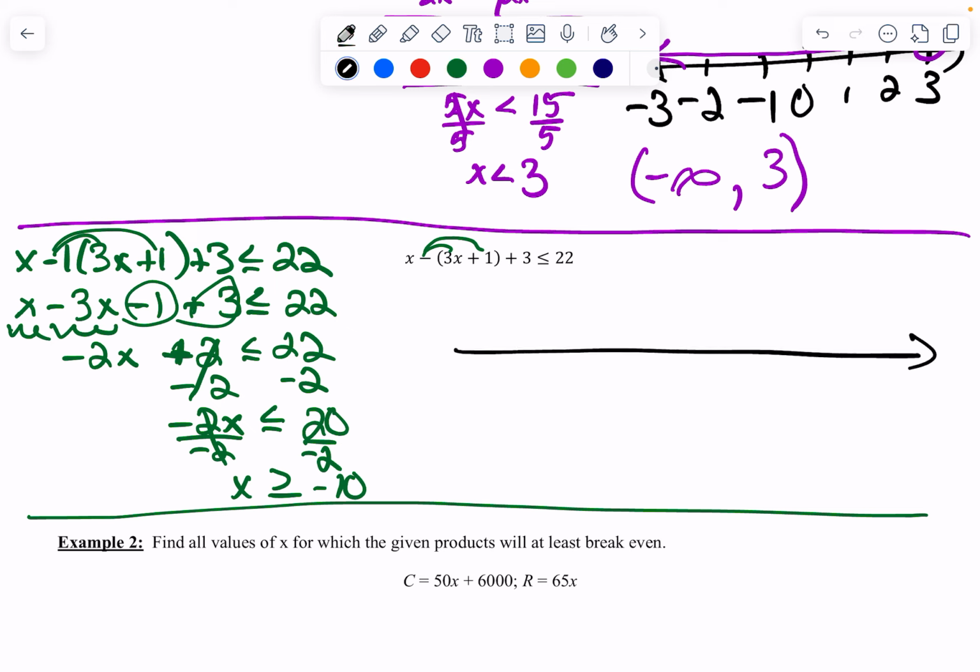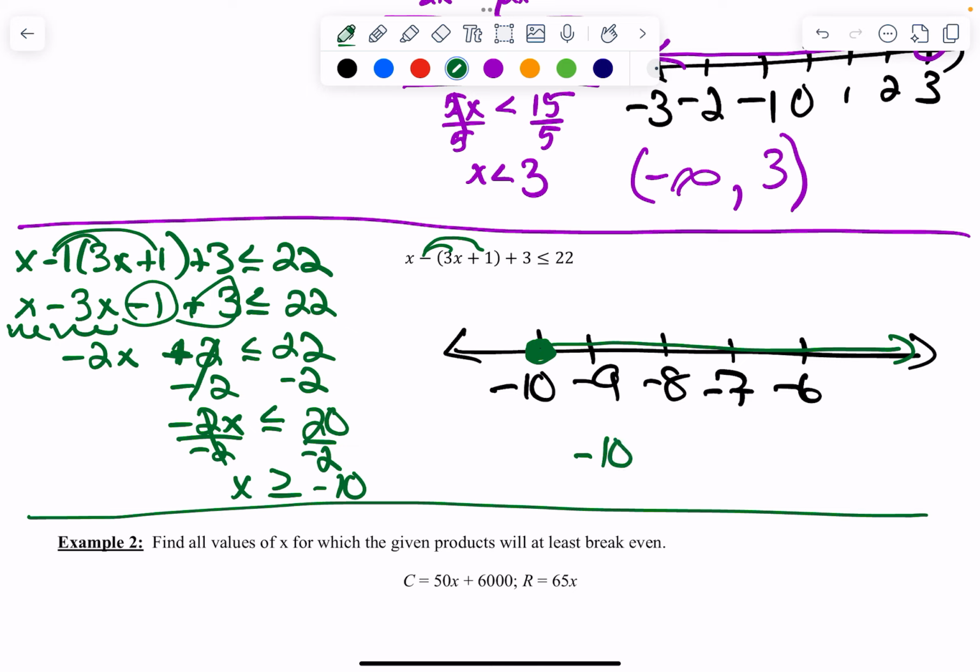Okay, let's look at it on a number line. So we're going to start with -10 because it is greater than. So we're going to the right. -10 is included. So a dot and then an arrow to the right. When we write the interval notation, we start with the -10 because that's on the left. It is included, so it's a bracket. And we're going to the right all the way to infinity. Infinity, again, is parentheses. So negative infinity and infinity are always parentheses.